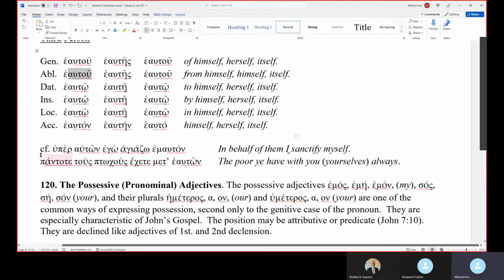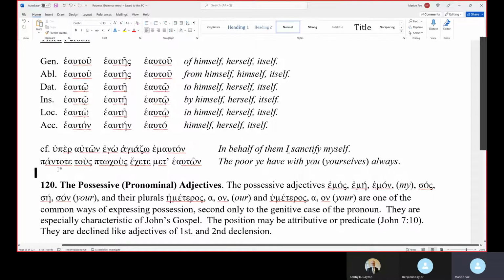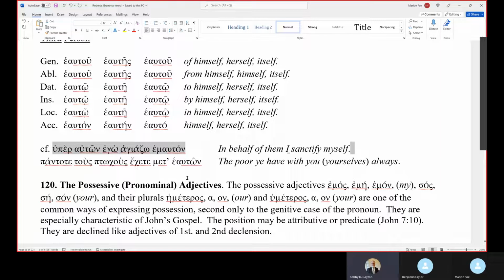Let's try to finish up to right here, and then we'll end the class for tonight. Bobby, can you read this for us? I'll try. Hyper autōn egō hagiazō hemauton. Okay. Hyper, our English word hyper comes from this.